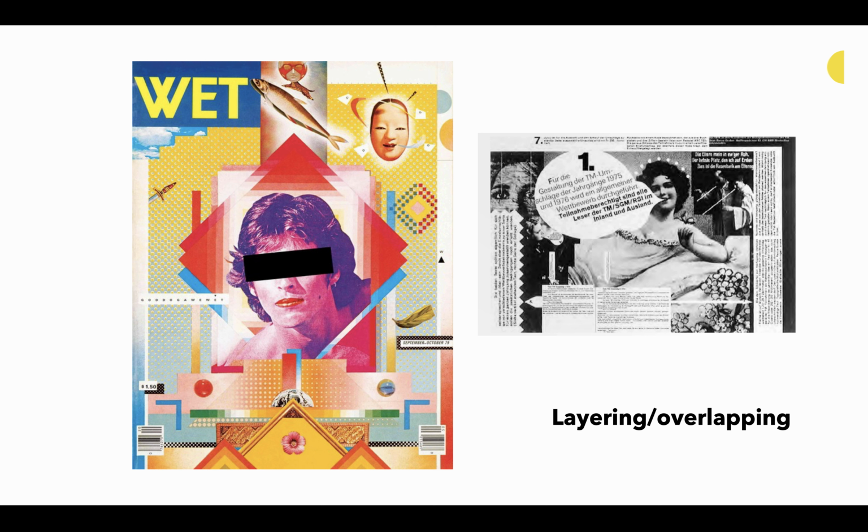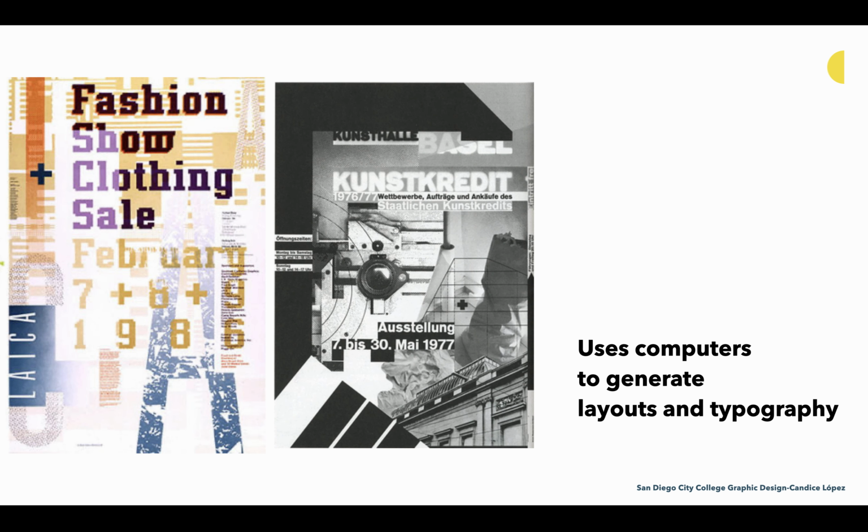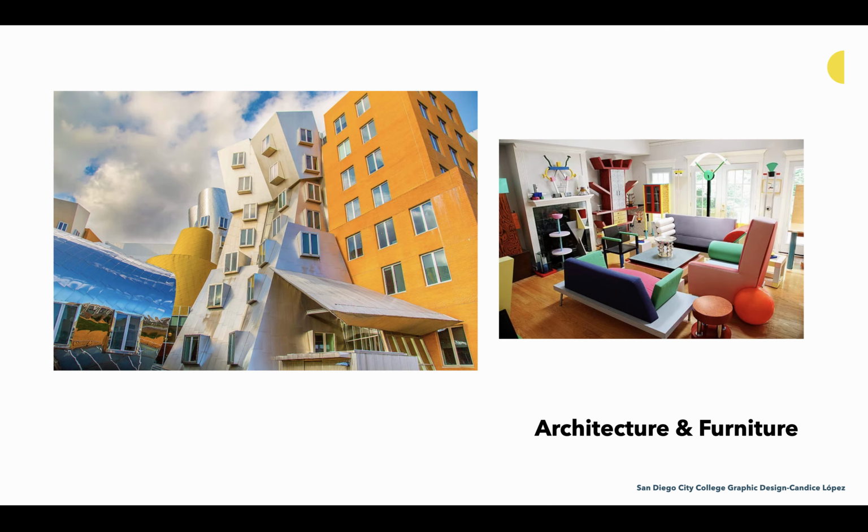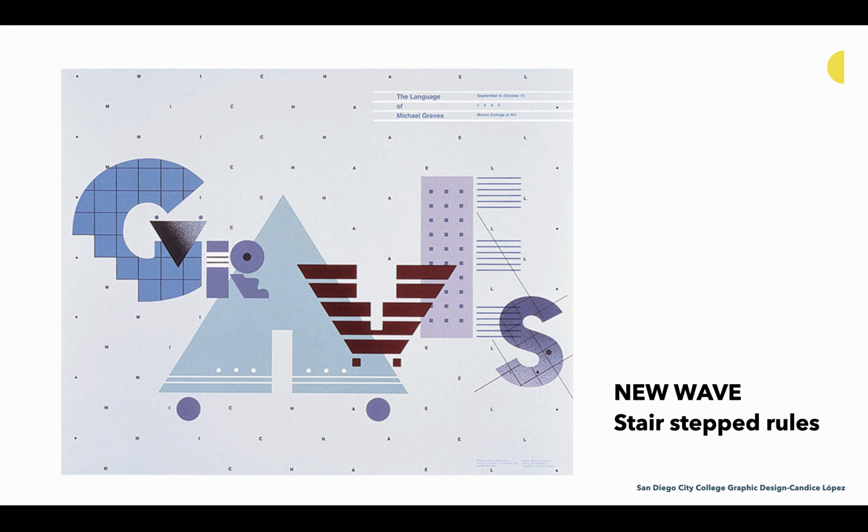Because it uses computers, there's some layering and overlapping, because that's how we use computers. And those are used to generate both layouts and typography. It could be architecture or furniture postmodernism.